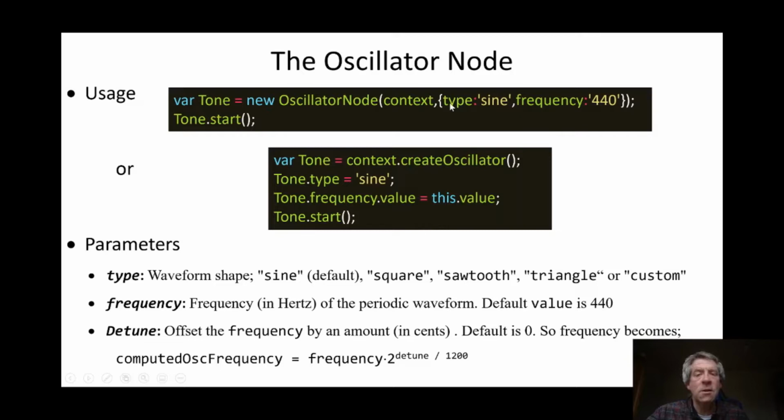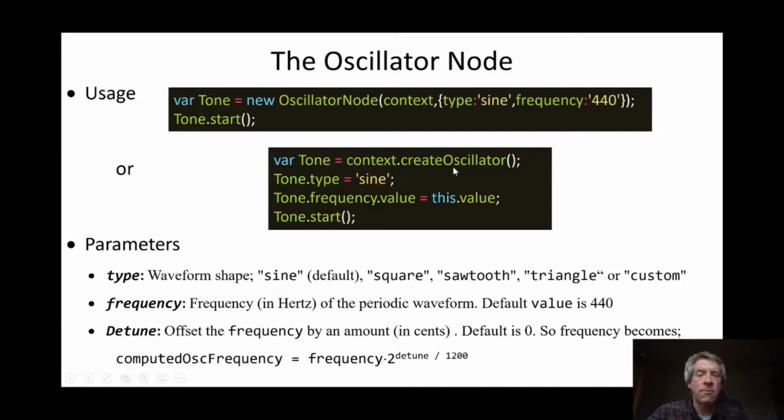If you use create oscillator or similar functions for any node, then it automatically gets set to the default values of all of the parameters, and you need to, on new lines, put in the actual values of those parameters if they differ from the default.